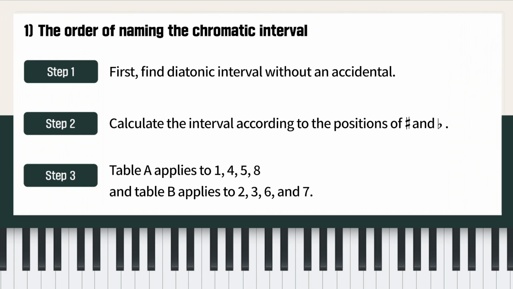Step 1. Find the diatonic interval first, without accidentals. Step 2. Calculate the interval according to the position of the sharp and flat. Step 3. Table A is applied to first, fourth, fifth, eighth. And table B is applied to second, third, sixth, and seventh. The tables are in the book, so if you open the book, it will help you understand it more easily.